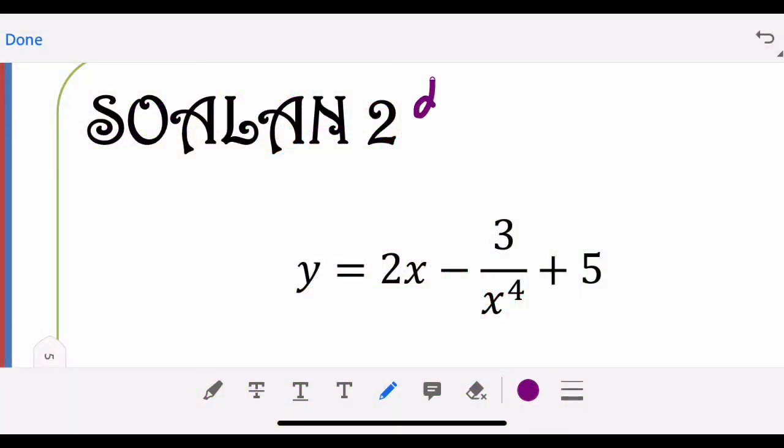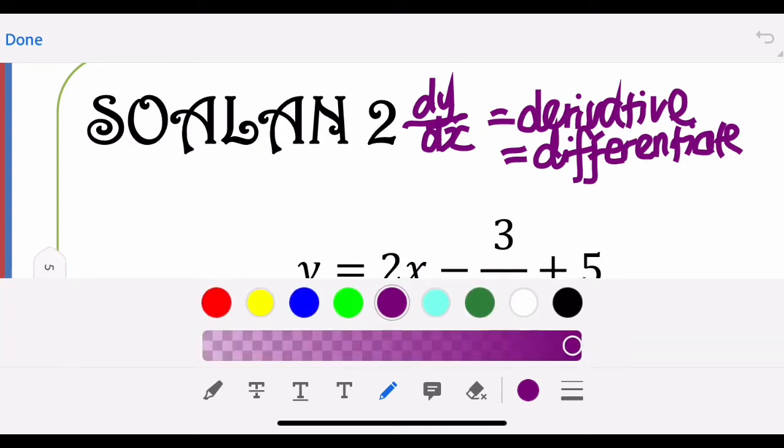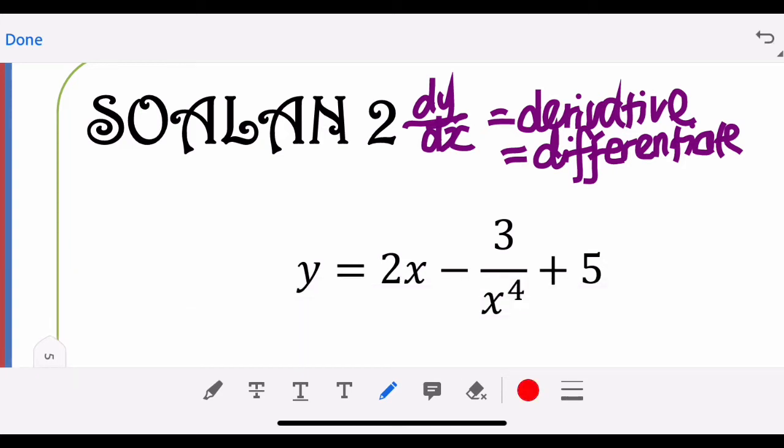So for this question, you are given y equal to (2x minus 3) over (x power 4 plus 5). So today we will discuss dy/dx, or we can say find the derivative, or I can say differentiate y with respect to x. So in order to solve this question, we actually need to understand the term.